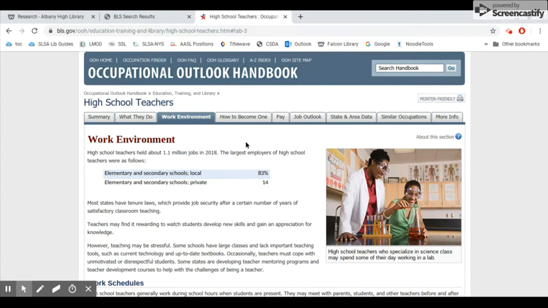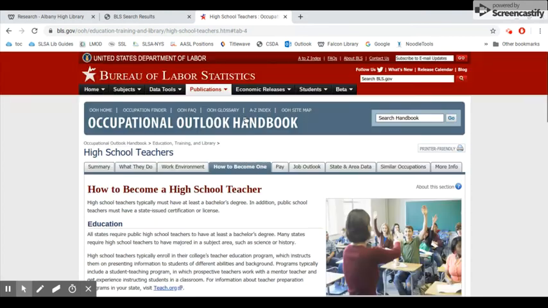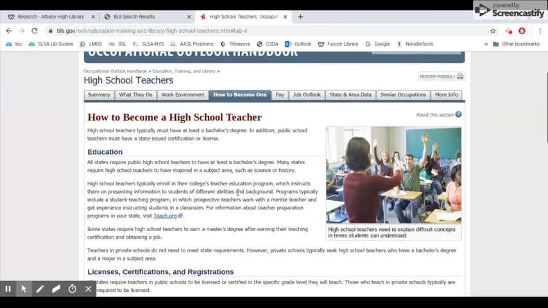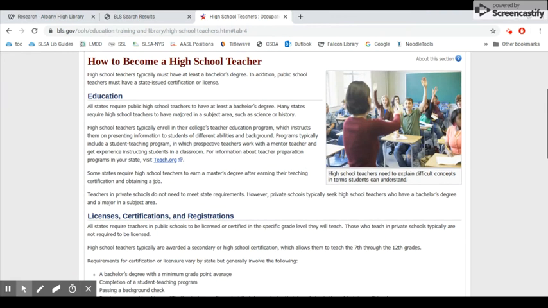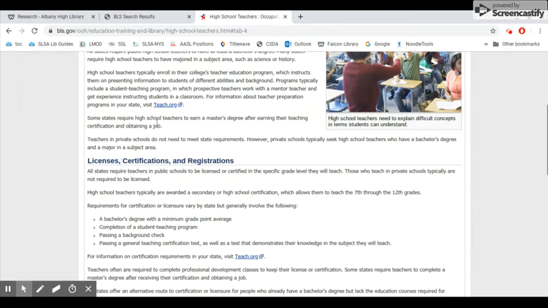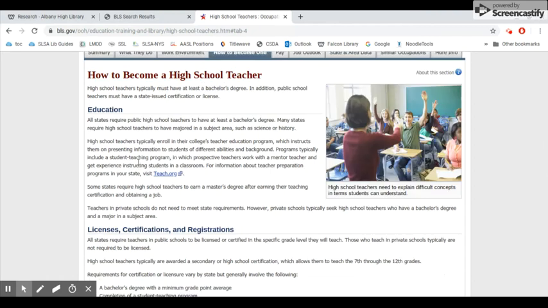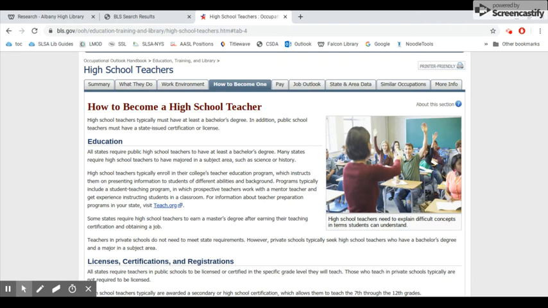The last tab you want to focus on is how to become one. It will explain for your job title what the requirements are. You may have to have education or training. You may have to obtain a license or a certification in order to complete your job. Each one of the job titles will be very specific about what the requirements are.